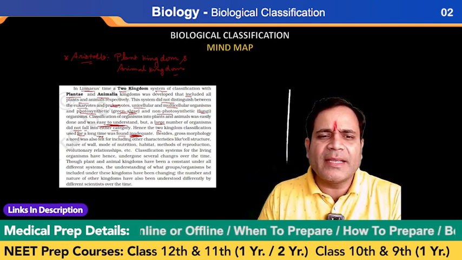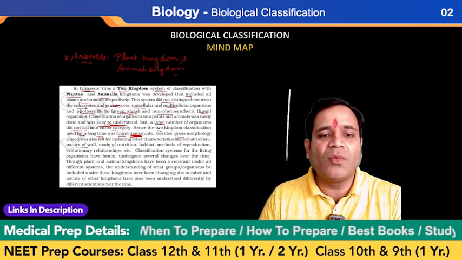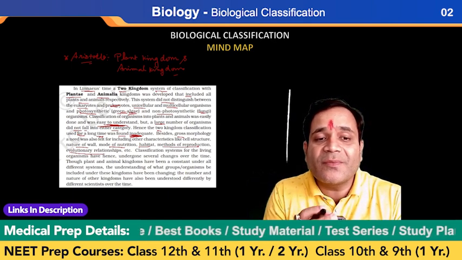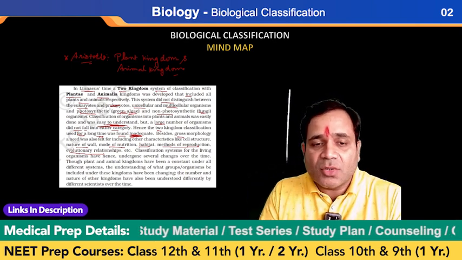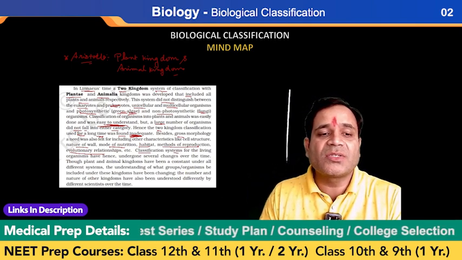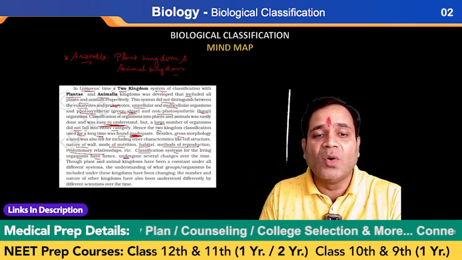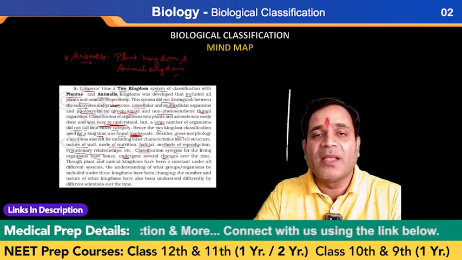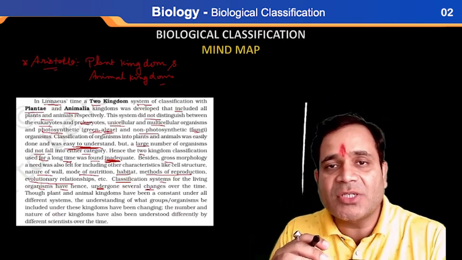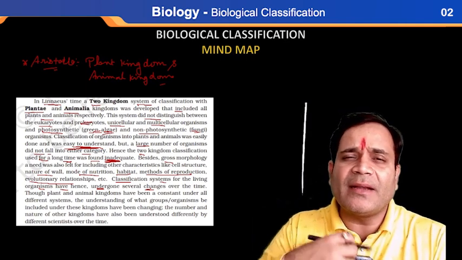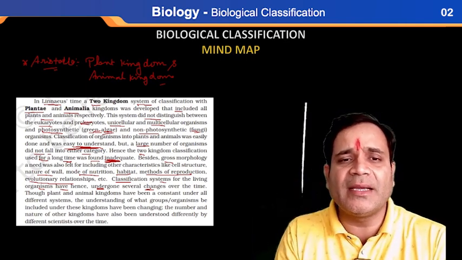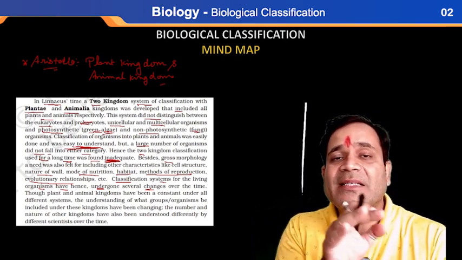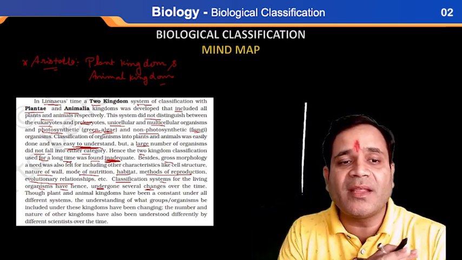Besides these, gross morphology, nature of wall, mode of nutrition, habitat, methods of reproduction, and evolutionary relationships are used for classification. So the classification system for living organisms has undergone several changes over time. As time passes, there are many changes in classification. If organisms cannot be placed in the classification, then it is not sufficient, and that is what inadequate means.